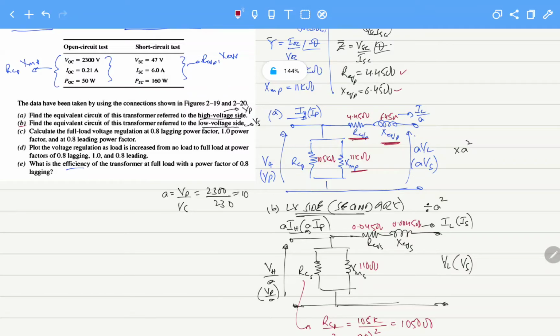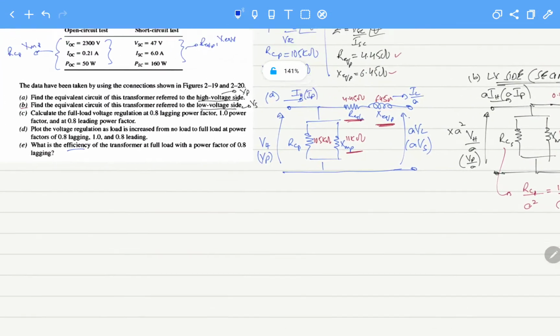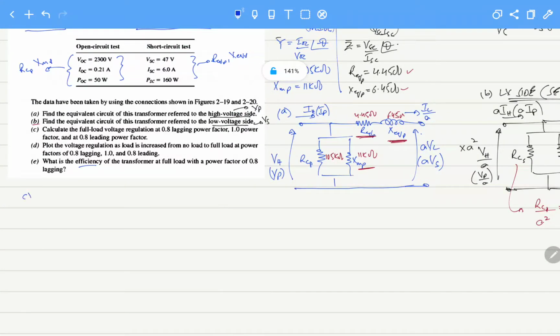Equivalent circuit referred to the low voltage side. Low voltage side, and in this case it was the secondary side. So in part C of this example, we have to calculate the full load voltage regulation. In the previous example, sometimes it would say 75% of the full load, but here it is referring to full load regulation at 0.8 lagging power factor, unity power factor, and 0.8 leading power factor.